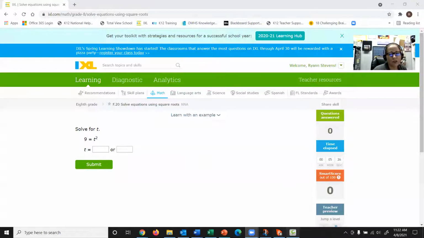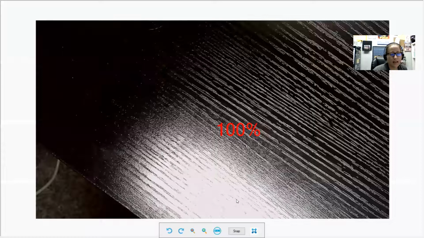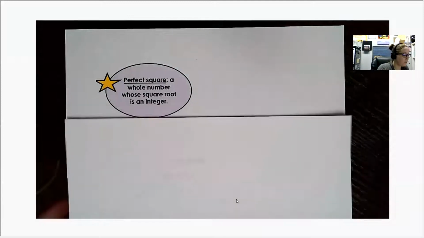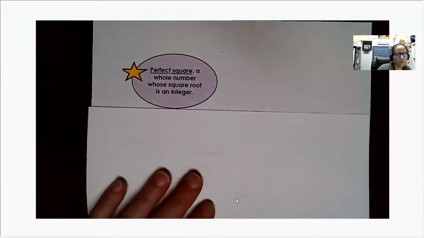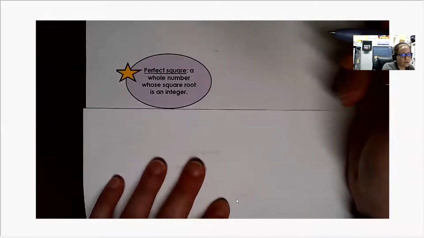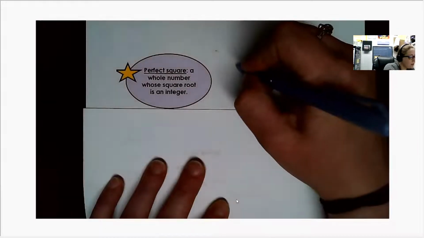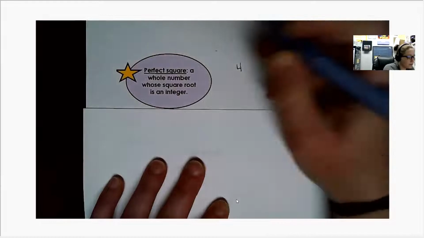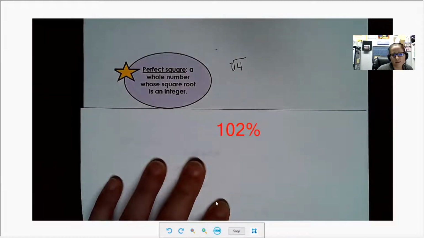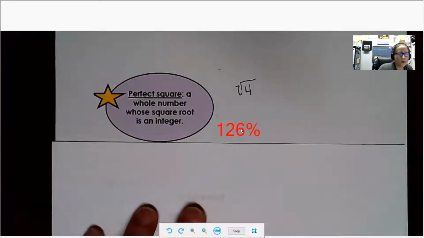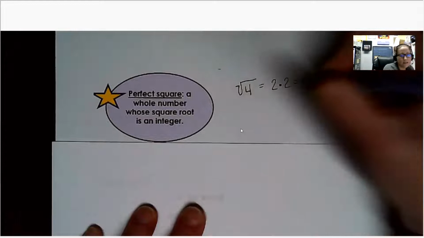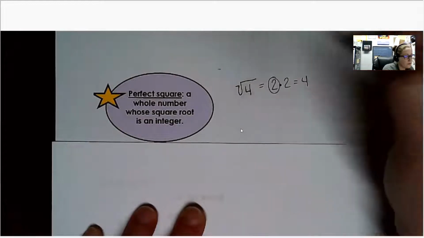The first thing we want to look at, though, is some important notes to keep in mind as we're solving equations using square roots. Okay, so a perfect square is a whole number whose square root is going to be an integer. A perfect square would be a number like 4. You find the square root of 4 and you would determine that 2 times 2 will give you 4. So we would say that 2 is the square root.